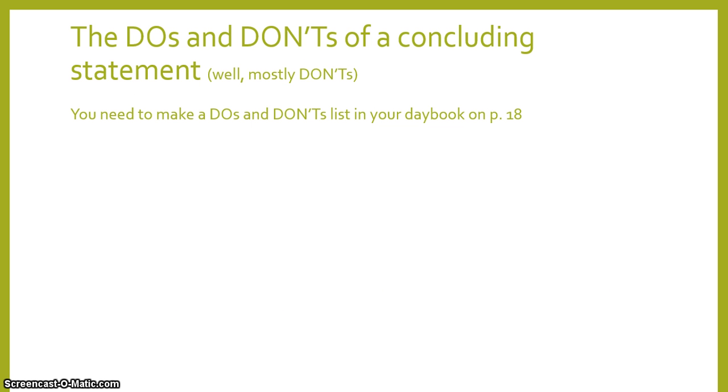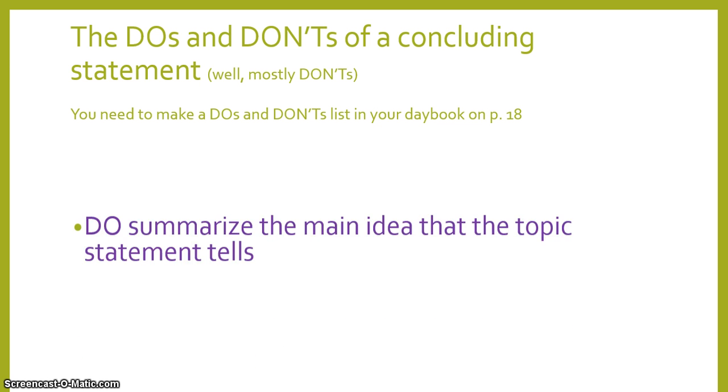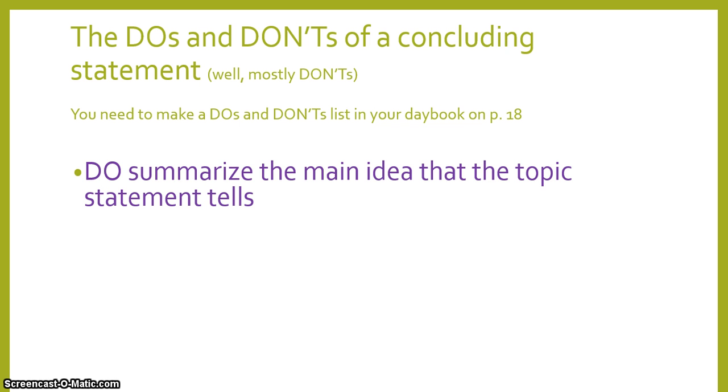The do's and don'ts of a concluding statement. They're mostly don'ts, but there are a few do's as well. You need to make a do's and don'ts list in your daybook. If you want to do two columns, or just a list, there are more don'ts than do's, so a list might be better. It's up to you however you want to set it up. Do: summarize the main idea that the topic statement tells. Whatever the main idea of your paragraph is, you want to bring it up again in your concluding statement.